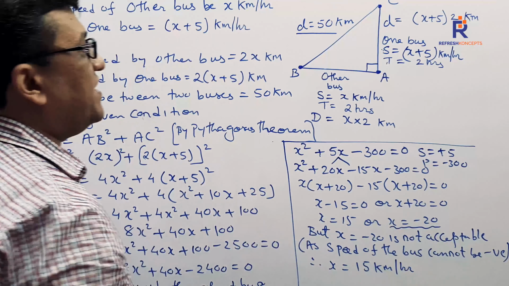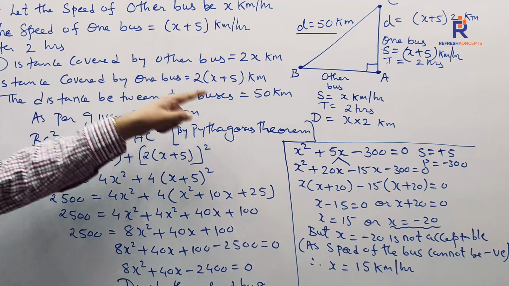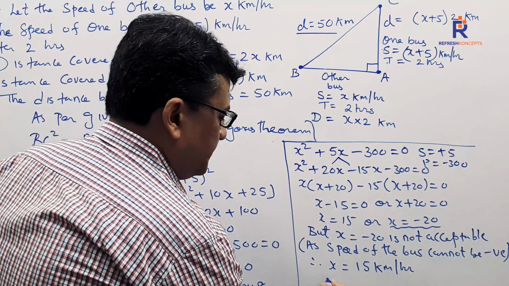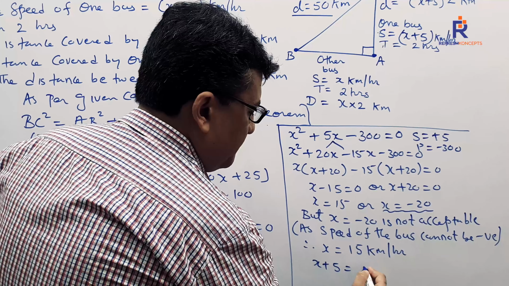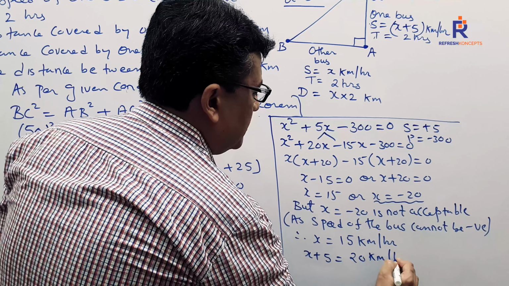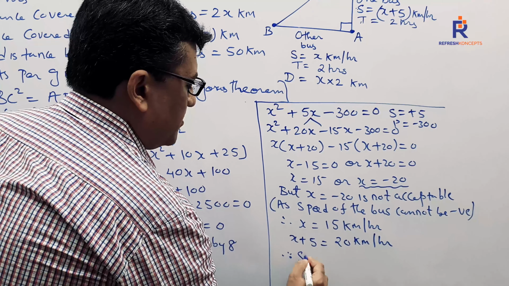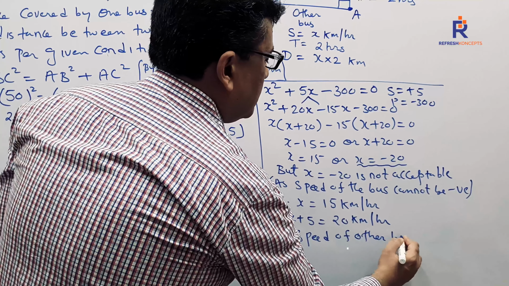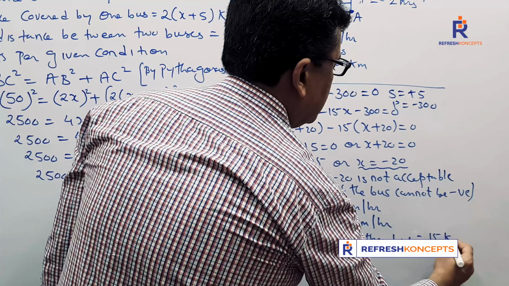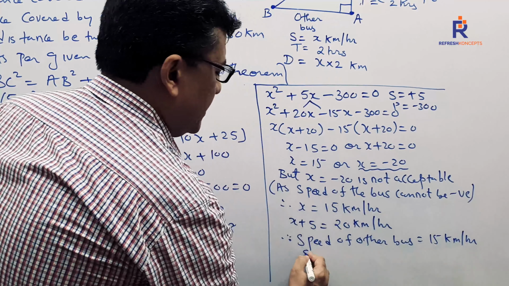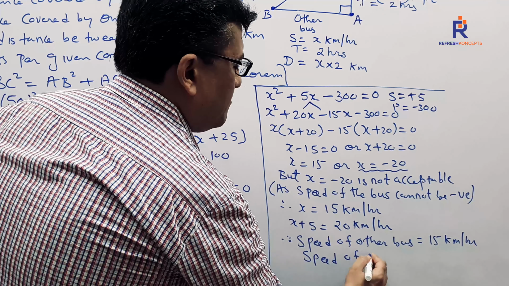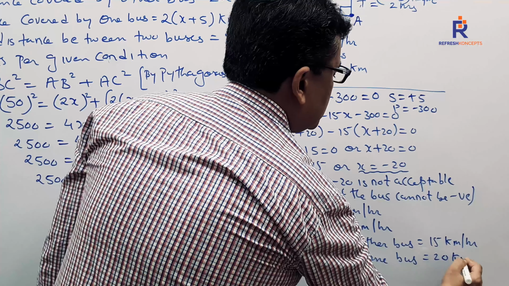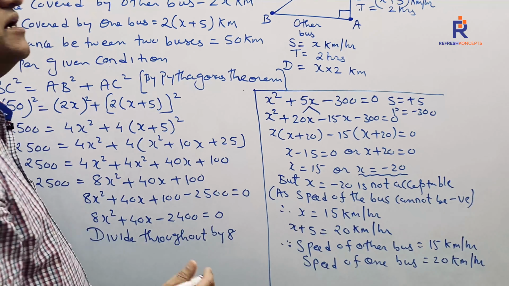Mind you, we are supposed to find the speed of each bus. So one is 15, the other is x plus 5, 15 plus 5, 20 kilometer per hour. Final answer. Therefore, the speed of the other bus is 15 kilometer per hour, and on the same lines, the speed of one bus, because we have stated right from the word go, one bus and other bus, is 20 kilometer per hour.